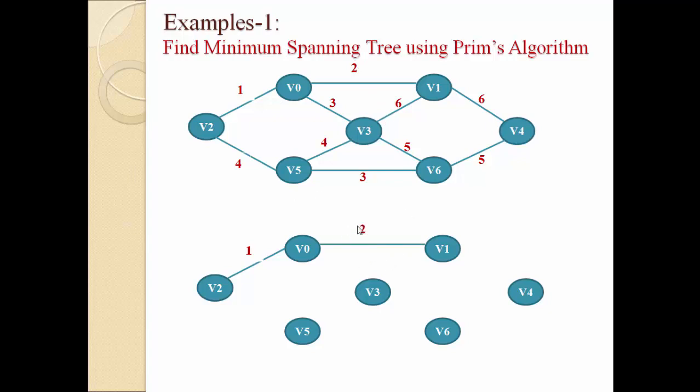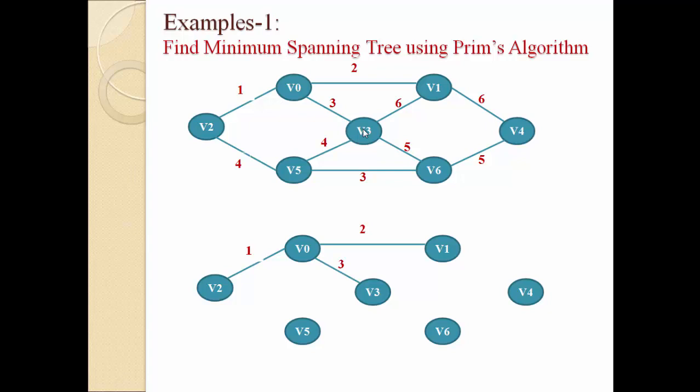So the next choice is V0 to V1. Now identify the nodes which are directly connected with V0, V1 and V2. Among them we have to identify which one is minimum. V1 is connected with V4 which has a cost 6, V1 with V3 which has a cost 6, V0 with V3 which has a cost 3, and V2 with V5 which has a cost 4. So this is 4, 3, 6 and 6. Among all these, 3 is the minimum cost, so we need to choose V0 to V3. So our next choice is V0 to V3.